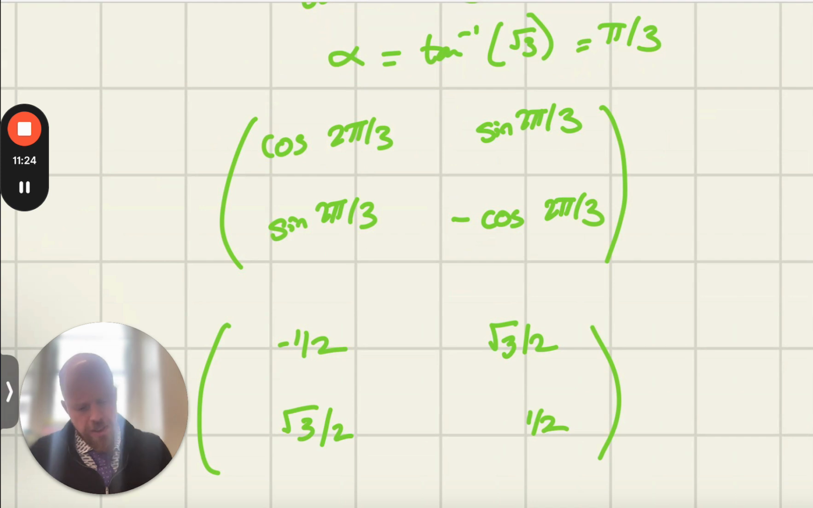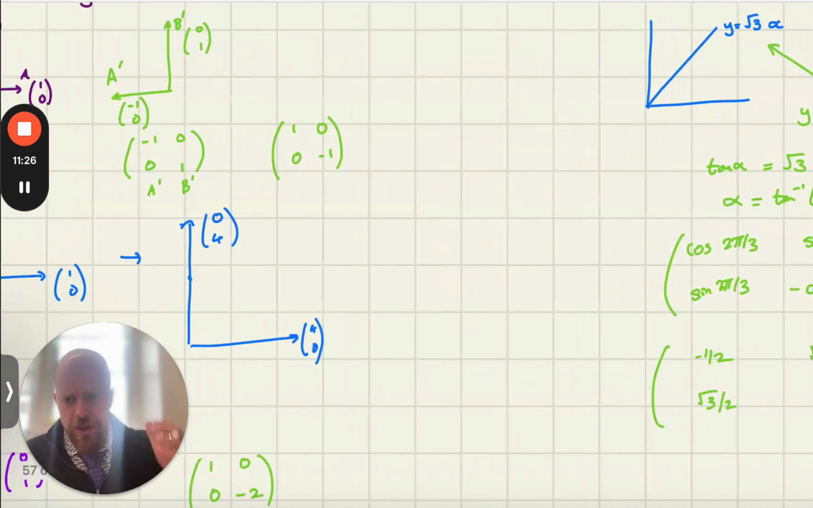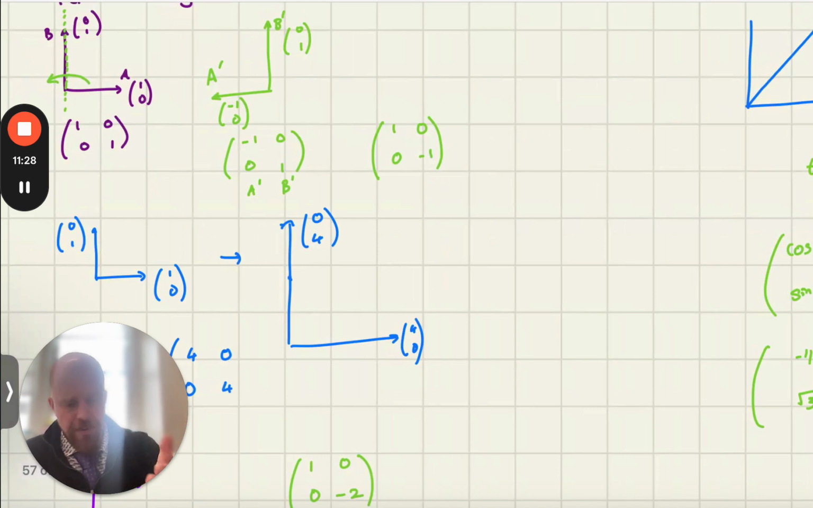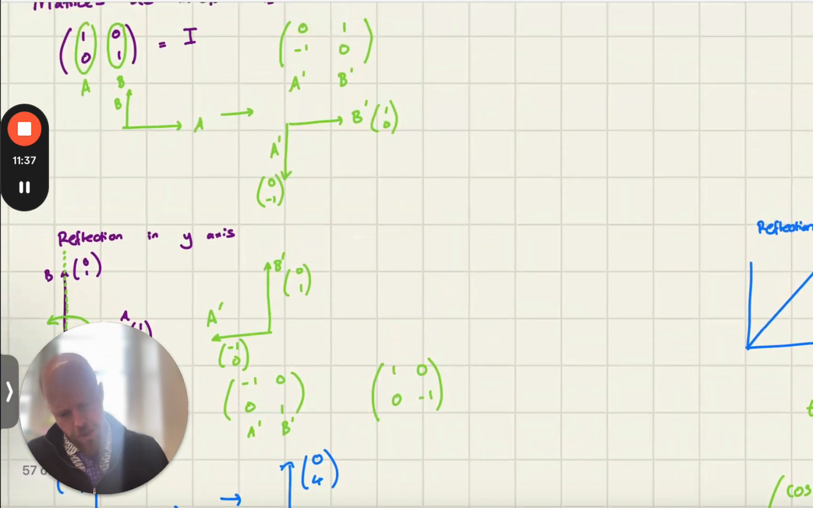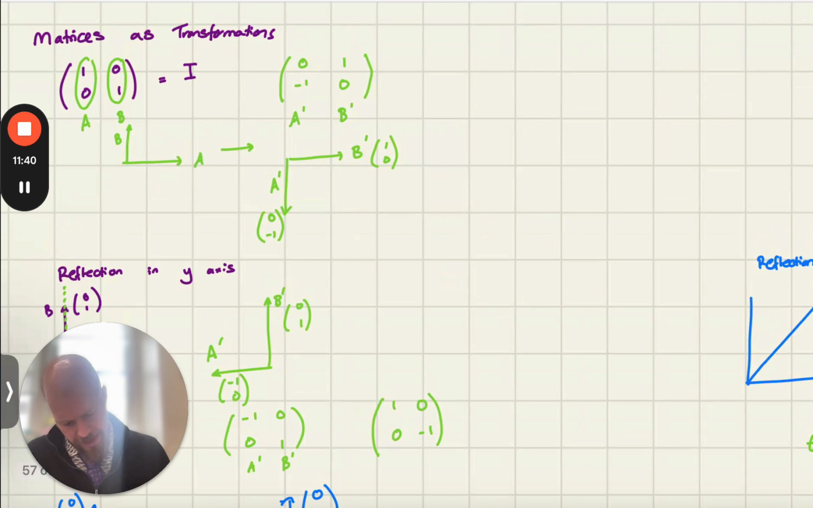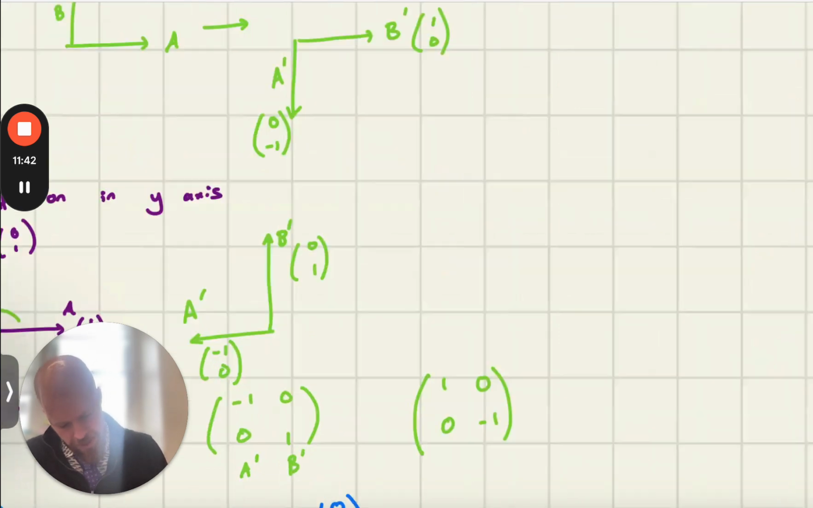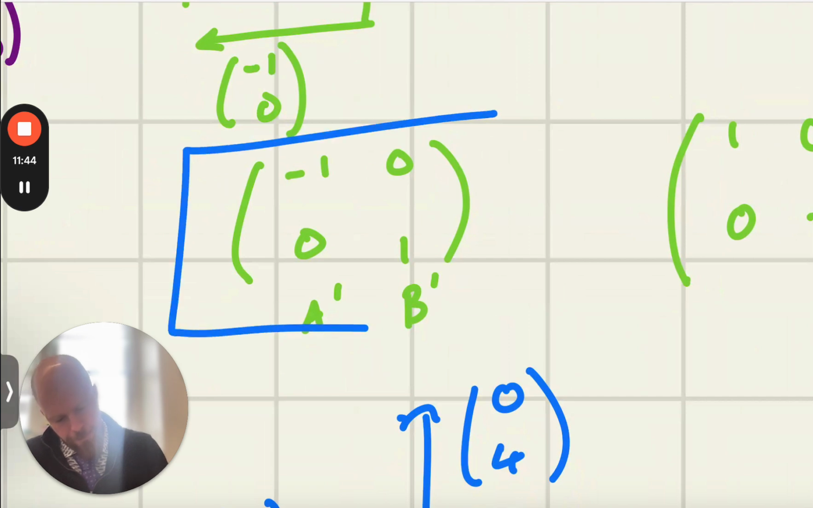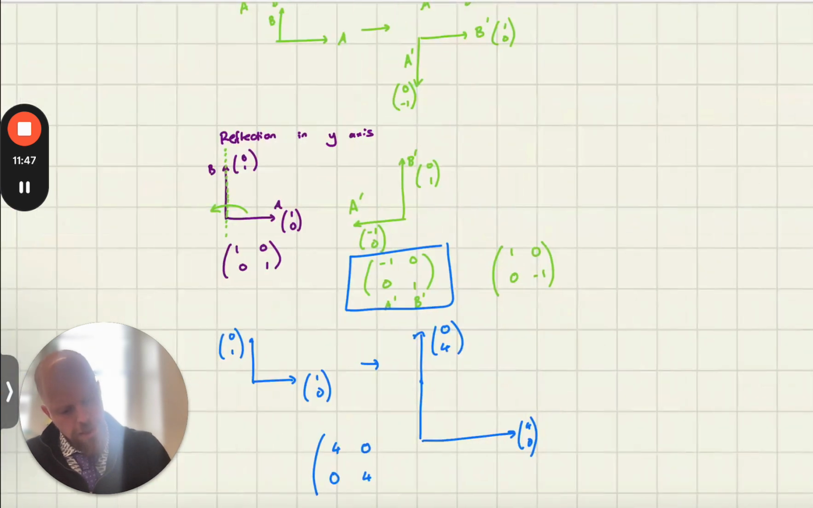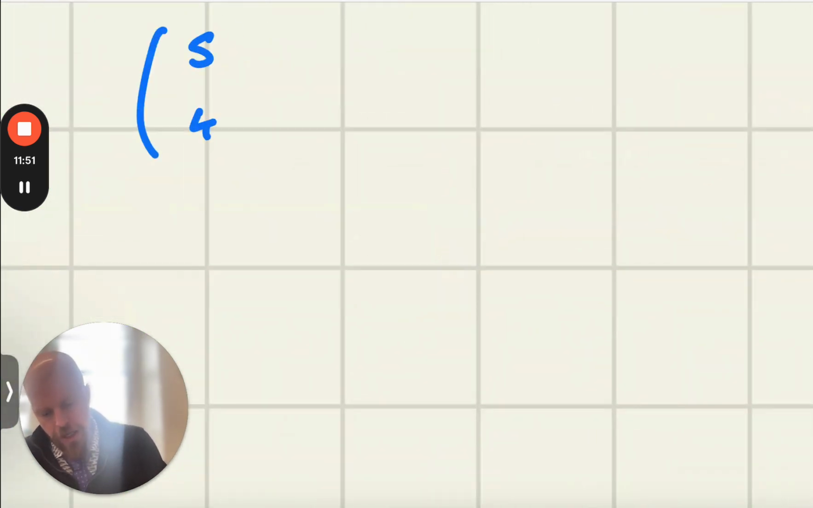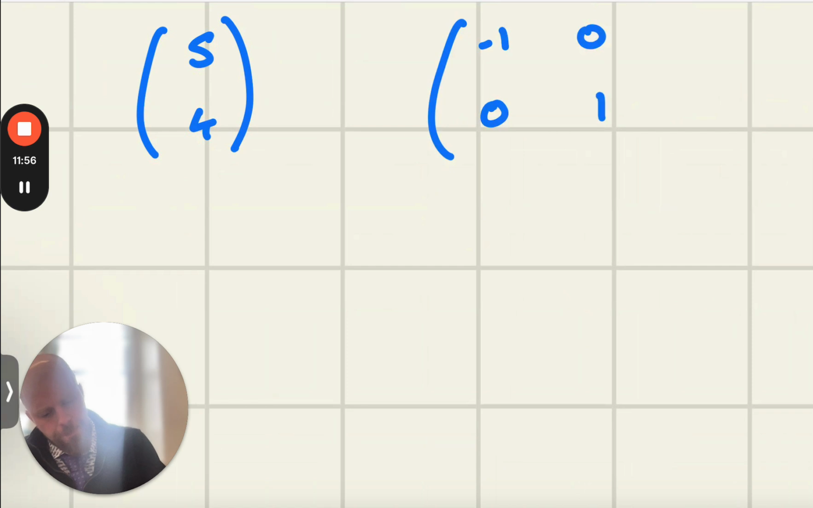So what's the point of all this? Well, the matrix represents the transformation, and it means that if I multiply a matrix by a point, it will tell me where that new point goes. So let's take our reflection. Our reflection in the y-axis was given by minus 1, 0, 0, 1. It was this matrix here. Let's say that I have a point, it doesn't matter what the point is, 5, 4, and I reflect it in the y-axis.